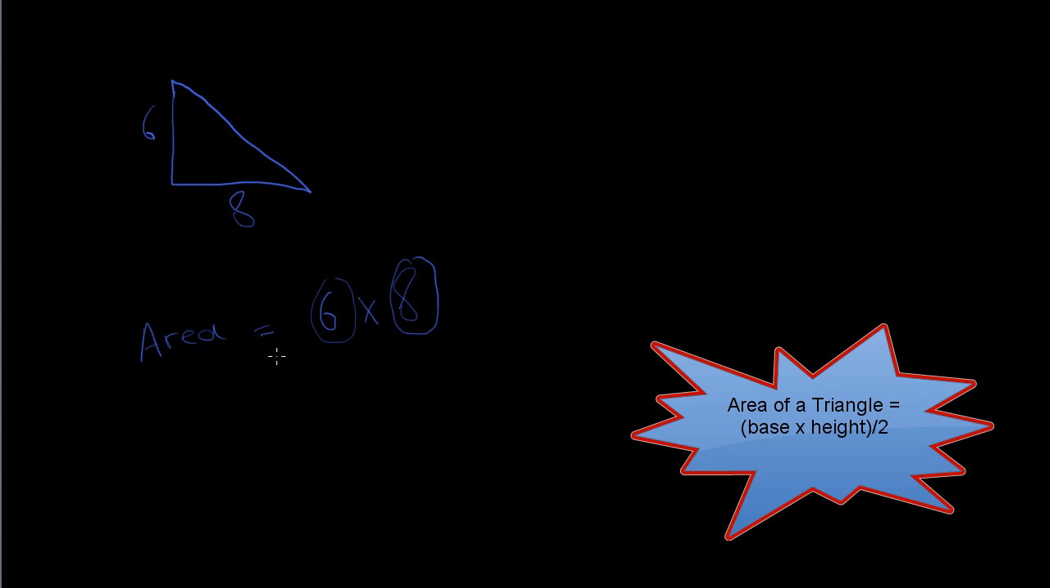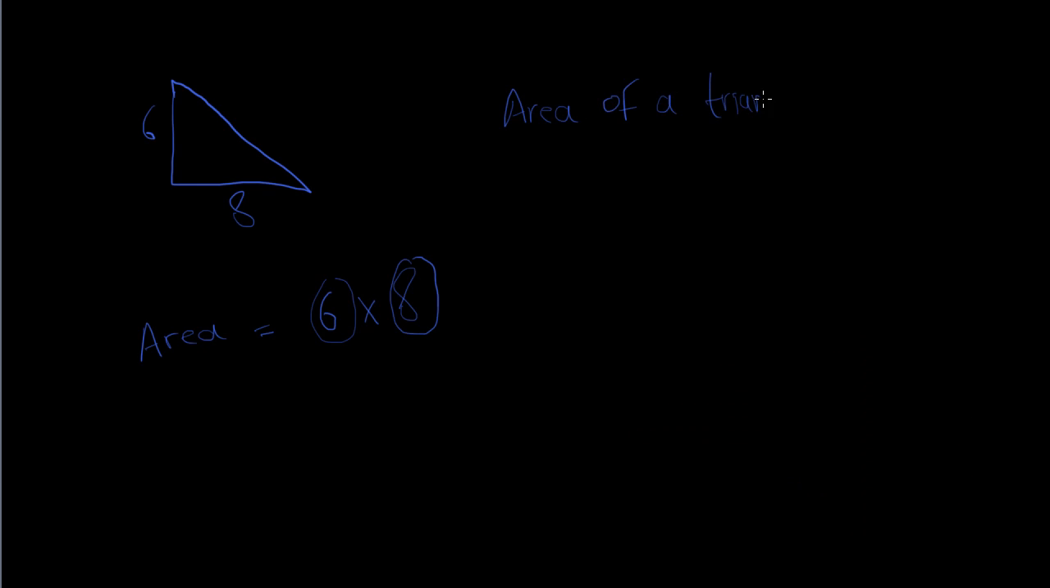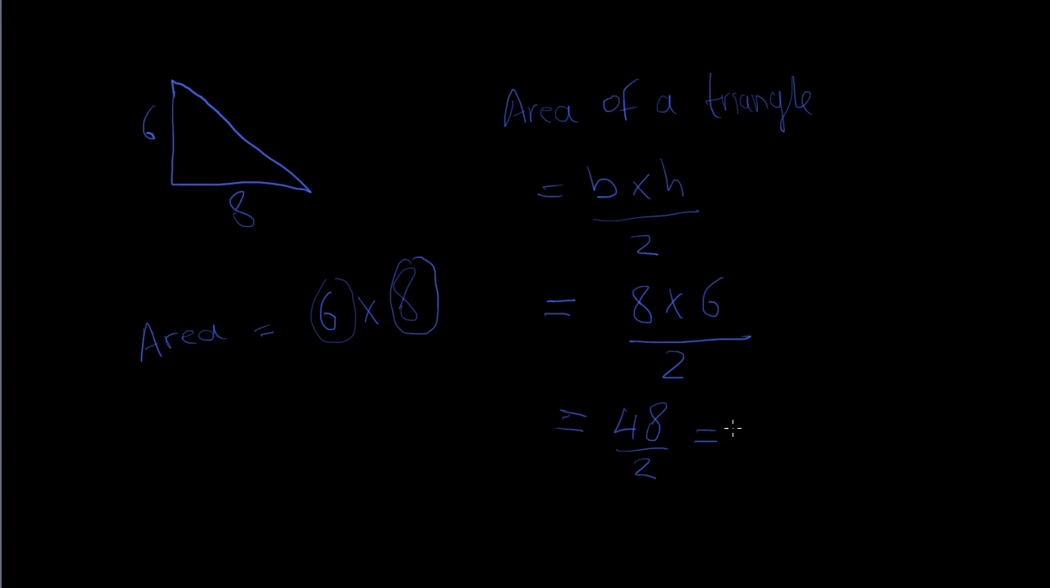But the actual formula isn't just the base times the height. The actual formula that you need to work out for the area of a triangle is what I call b times h over 2, i.e. the base times the height divided by 2. And in this case, the base we have is 8, the base here. The height we have is 6 there. And we just divide by 2. And what you actually get is 48 divided by 2, which is just 24.